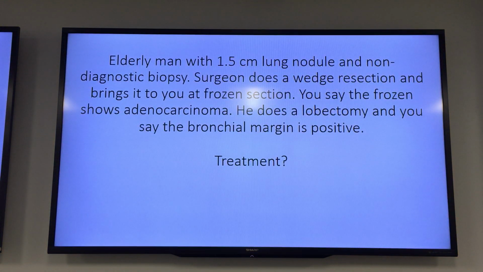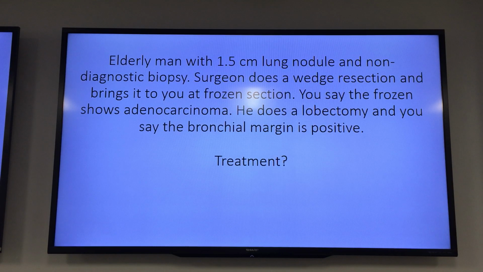All right, who's next? Ryan, ready? Let's do elderly man with 1.5 centimeter nodule, non-diagnostic biopsy, almost the same. Now he's done the completion lobectomy. You said the bronchial margin is positive. So you said the edge of the bottle is positive for carcinoma. What happens next? They should take more. That's the right answer. So they should take more of the bronchial lesions.